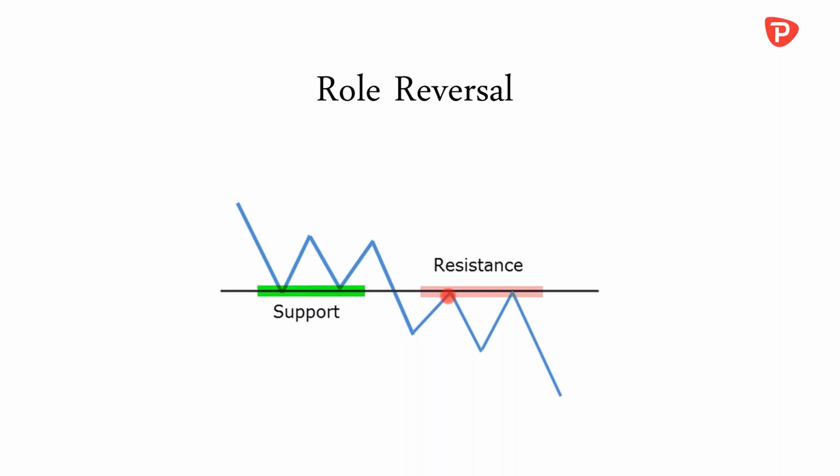Now, we don't always need to see 2 touches to this point. Generally, we'll actually just see 1, where the market will break through a support, maybe 2, 3, 4, 5 touches, but at some point it does break through.